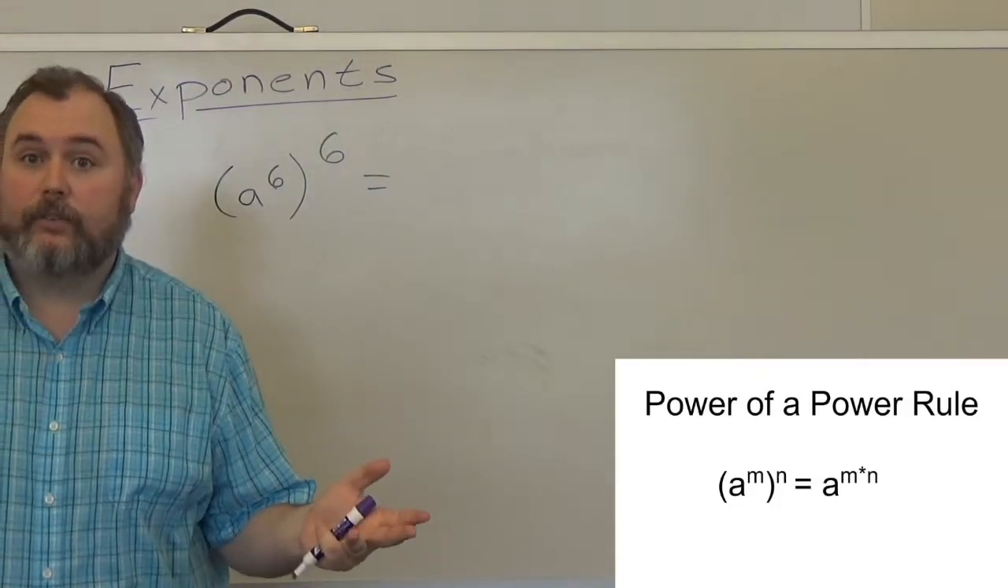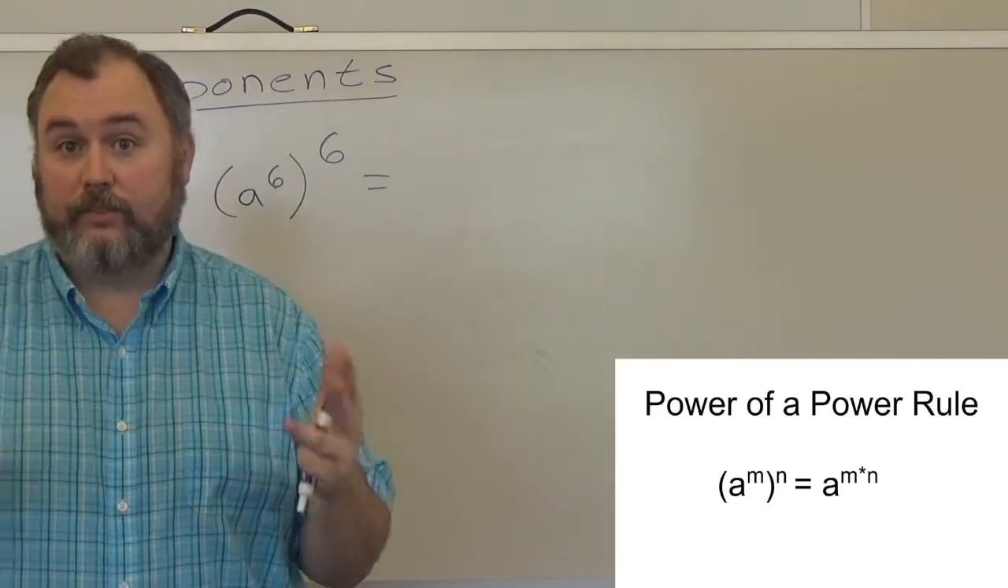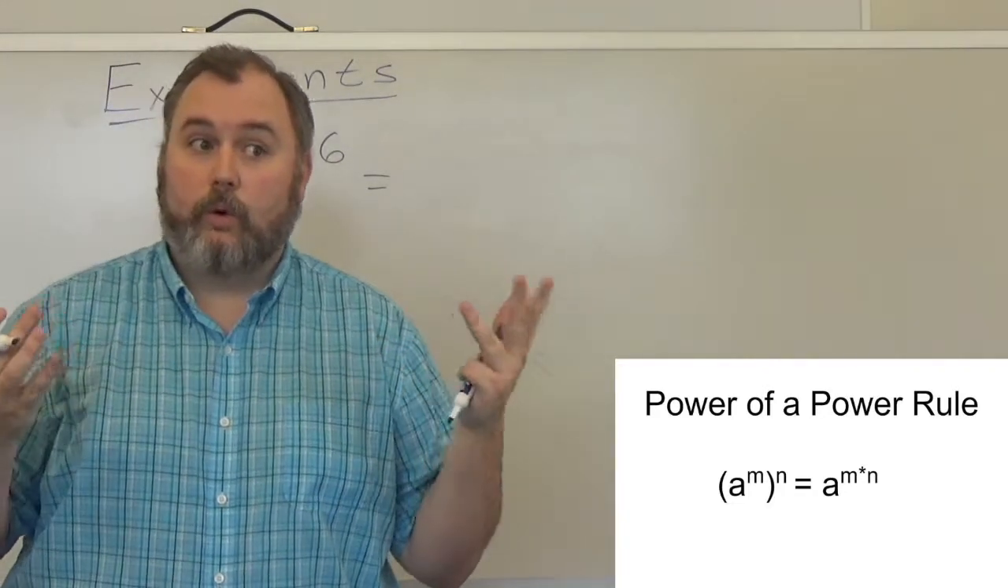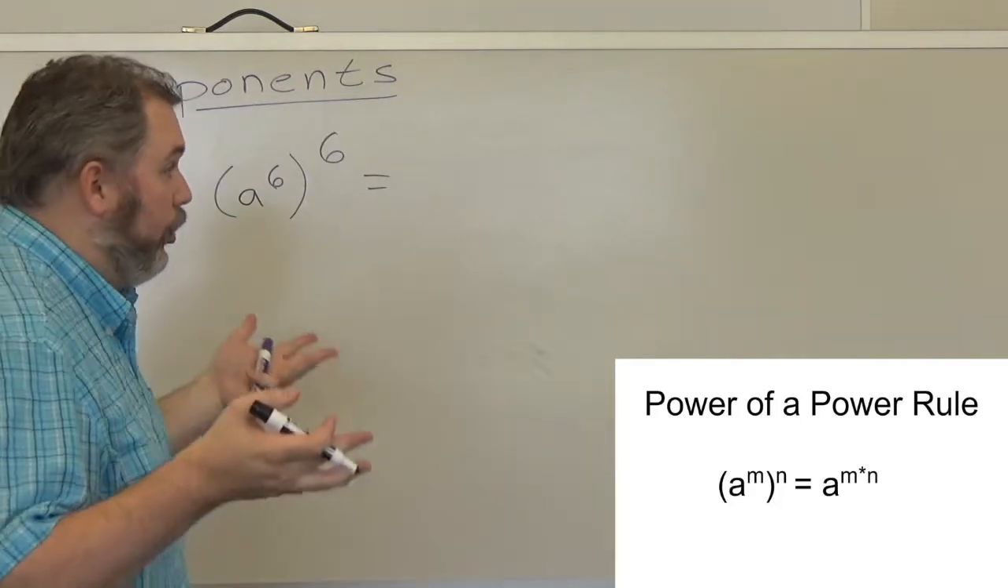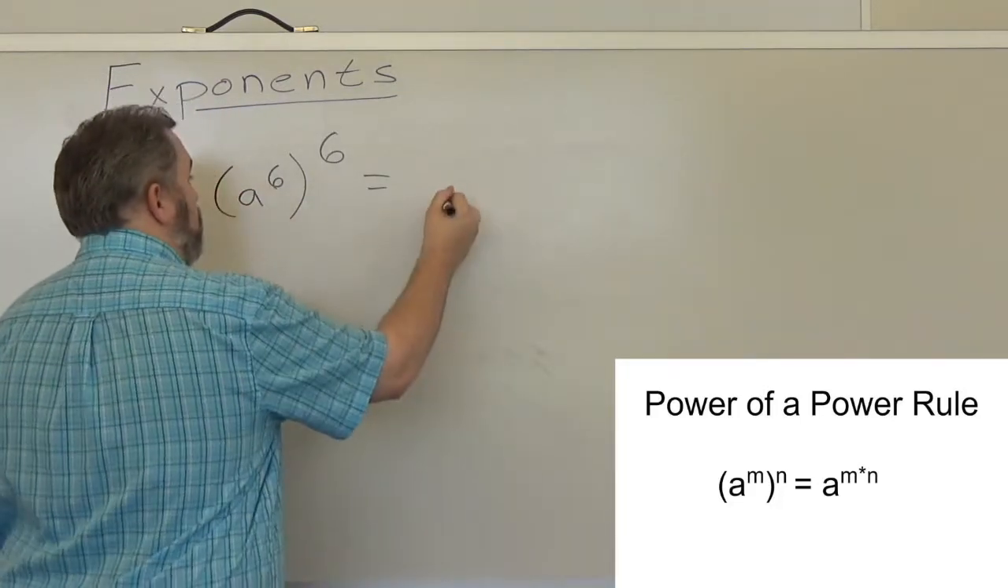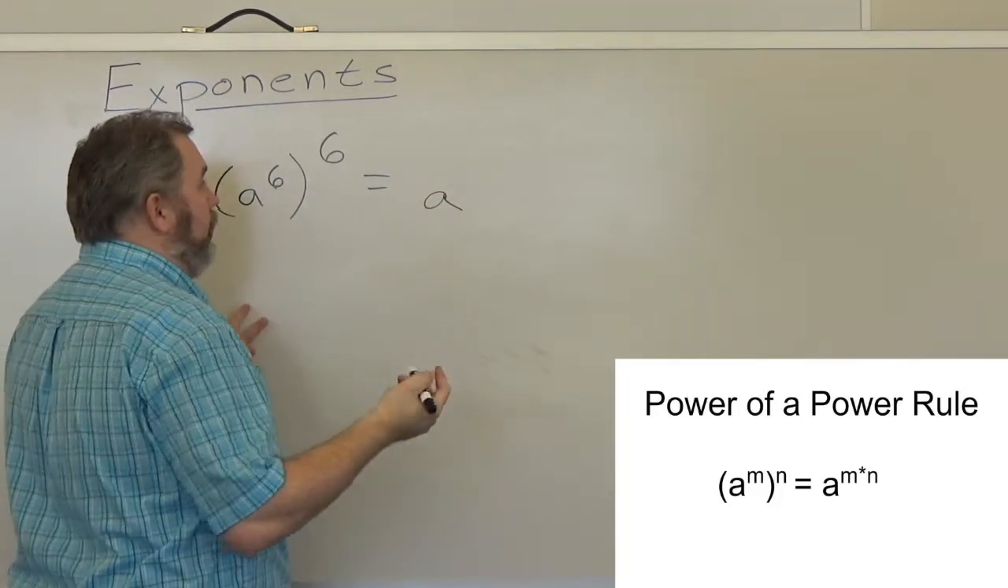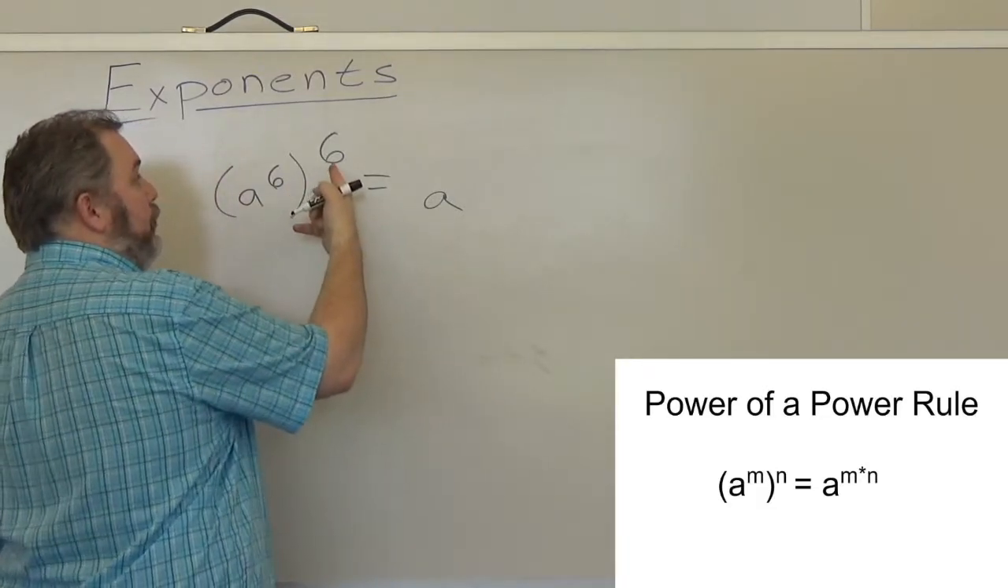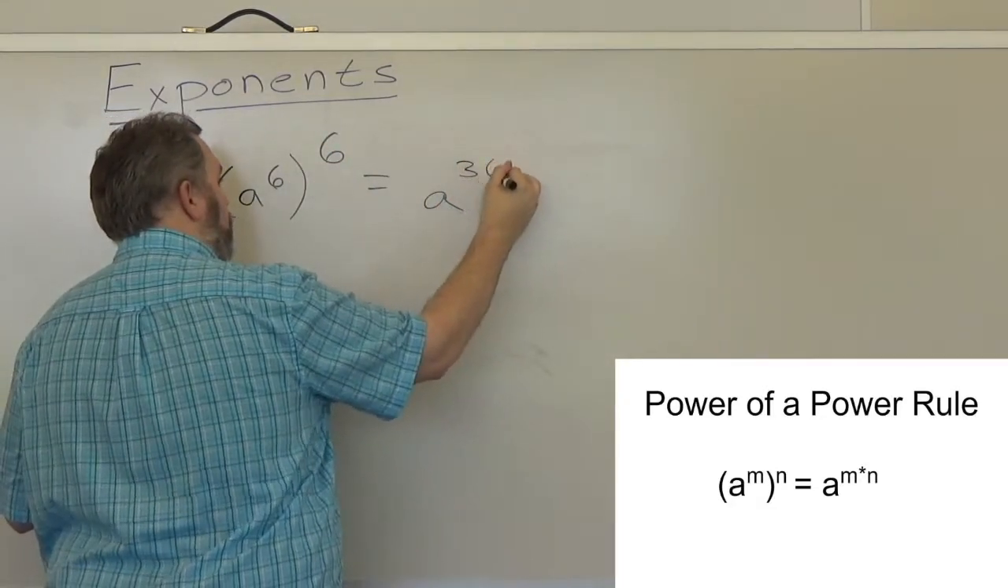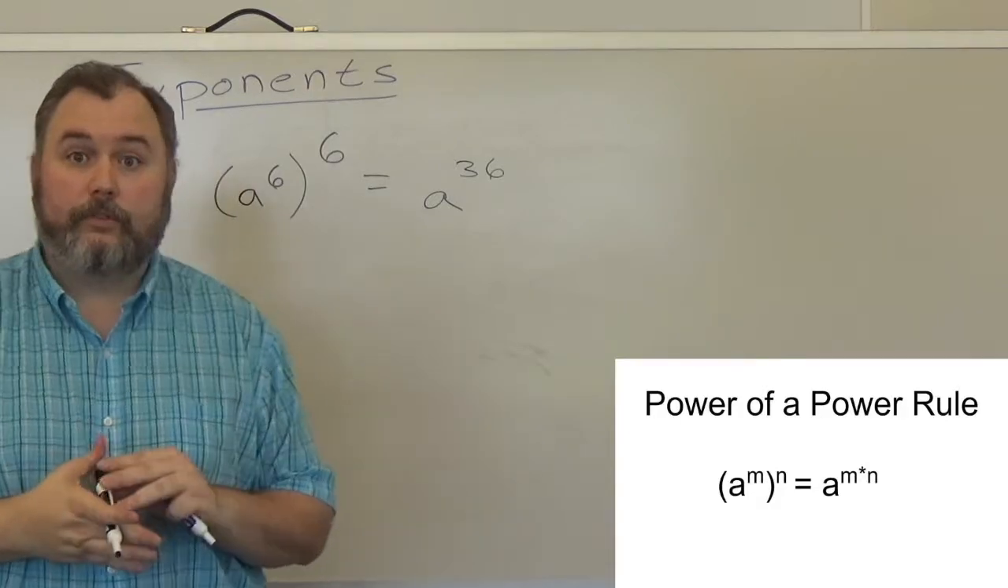a to the 6, all raised to the 6th power. So what do we do? Well, our base is a, and we're raising a power to a power. So 6 times 6 equals 36. That one's done.